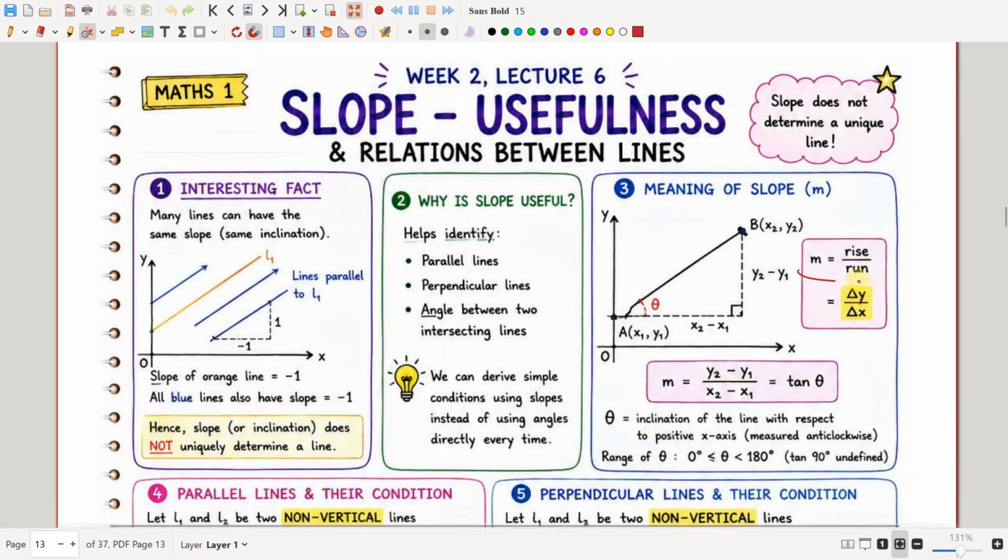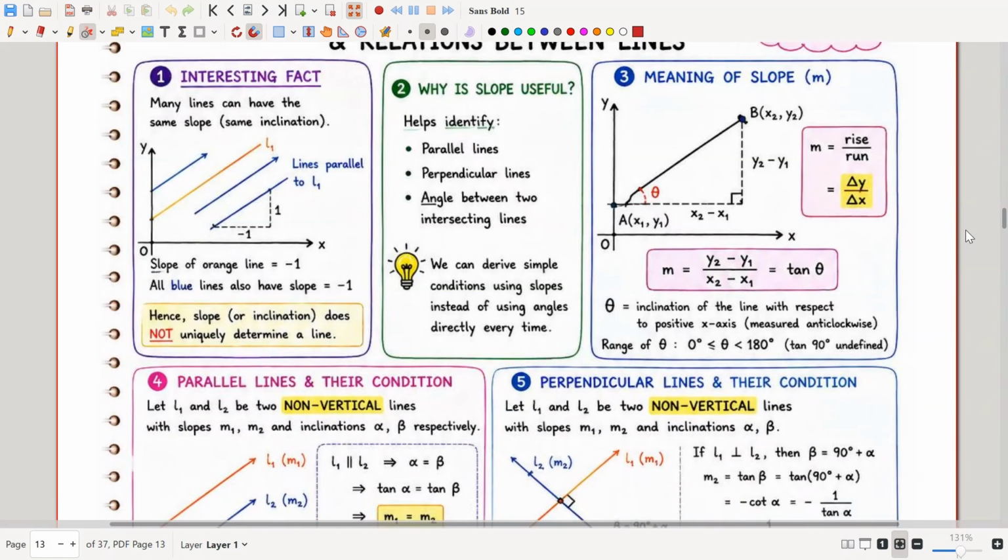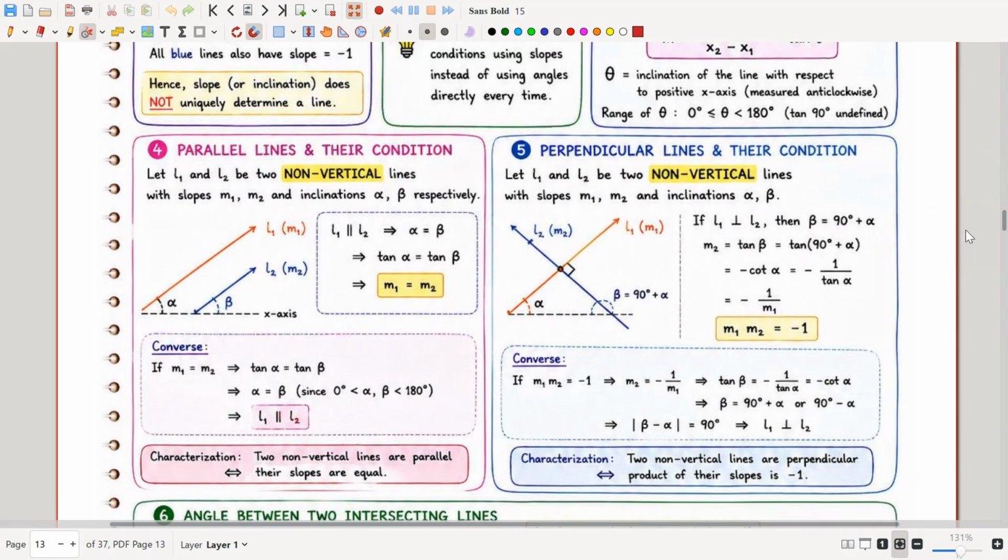So we already see that slope is equal to rise divided by run, which is change in y-axis divided by change in x-axis, which implies m2 is equal to (y2 minus y1) divided by (x2 minus x1). You can also write slope m is equal to tan theta, right? So these are all the expressions we have seen for slope. Also, now we have two conditions under slopes. If two lines are parallel, then their slopes will be equal.